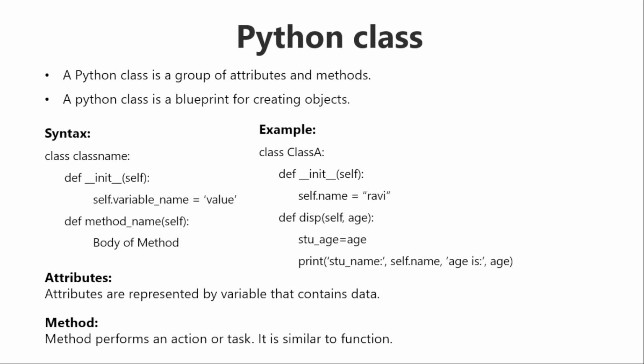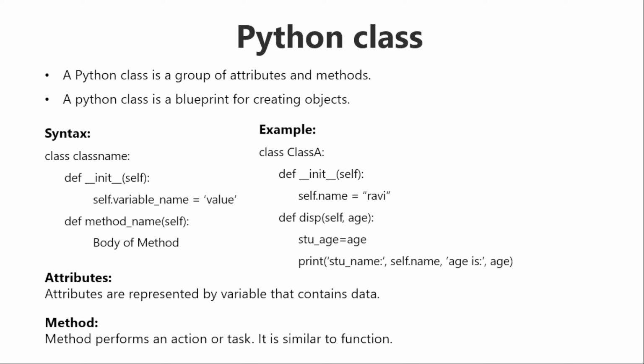Now let us discuss Python classes. A Python class is a group of attributes and methods. A Python class is also a blueprint for creating an object. A class is a collection of attributes and methods. Attributes can be data or variables. The syntax is: class name, def __init__(self, variable_name = value), def method_name(self), body of method. So this is the simple syntax of a class.